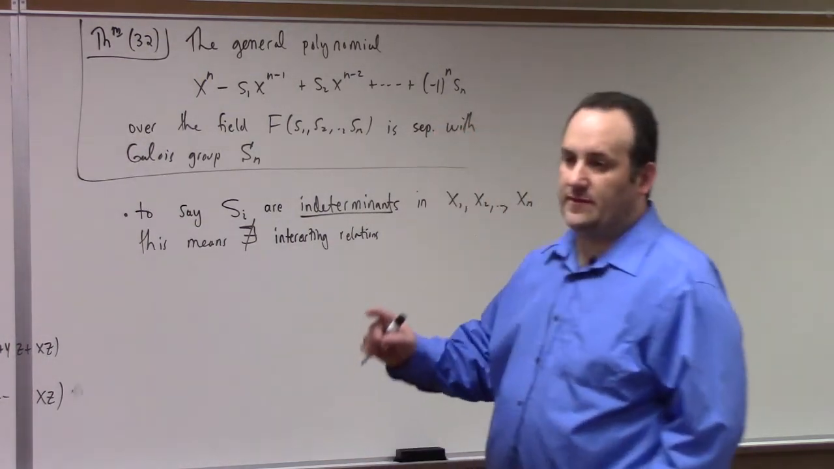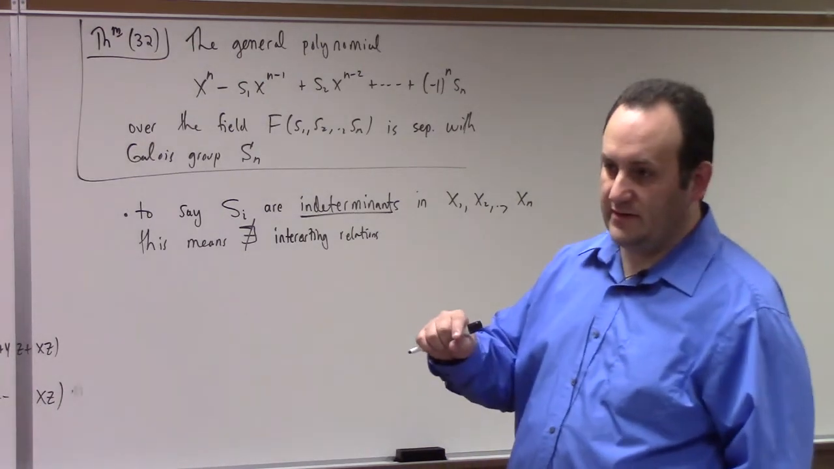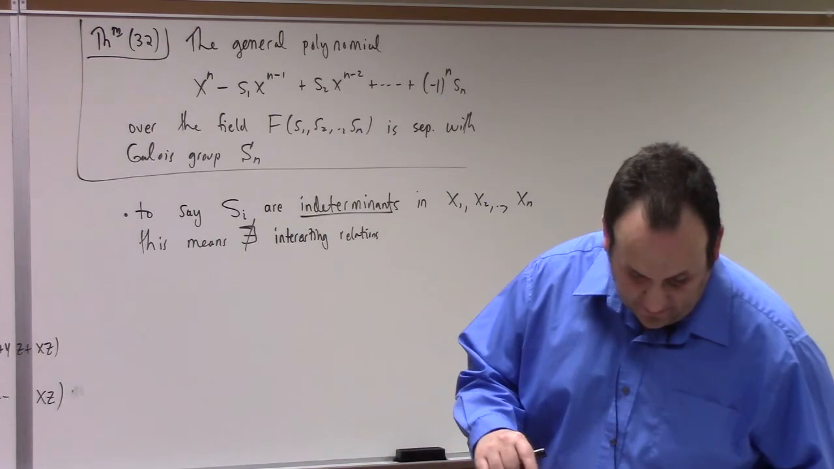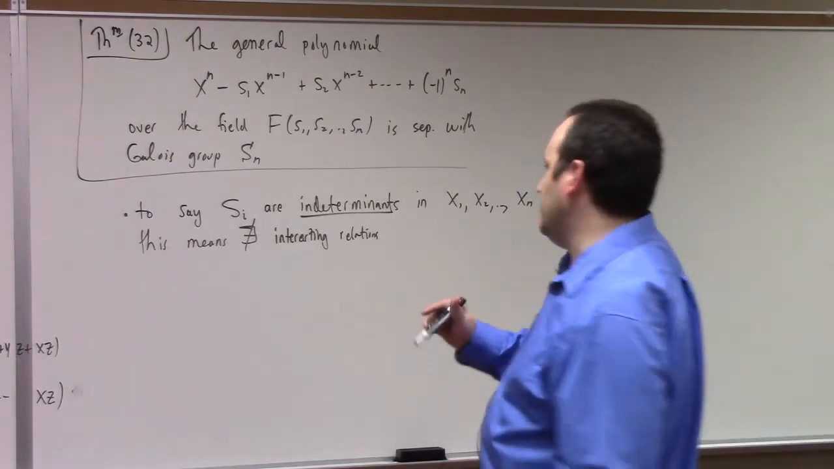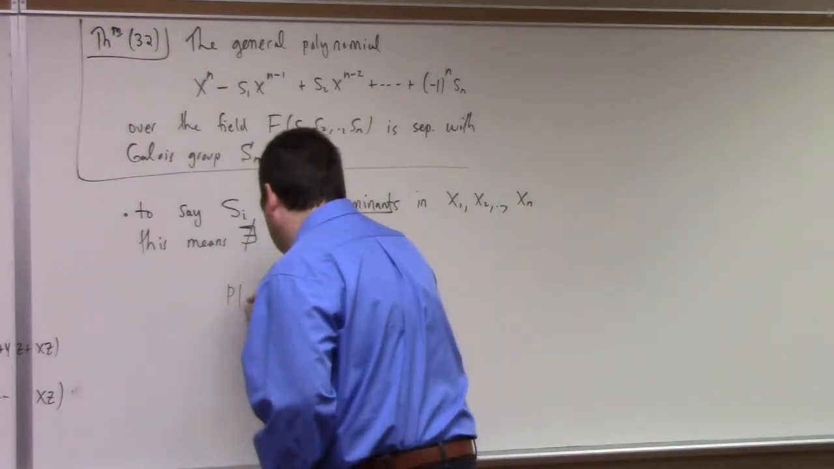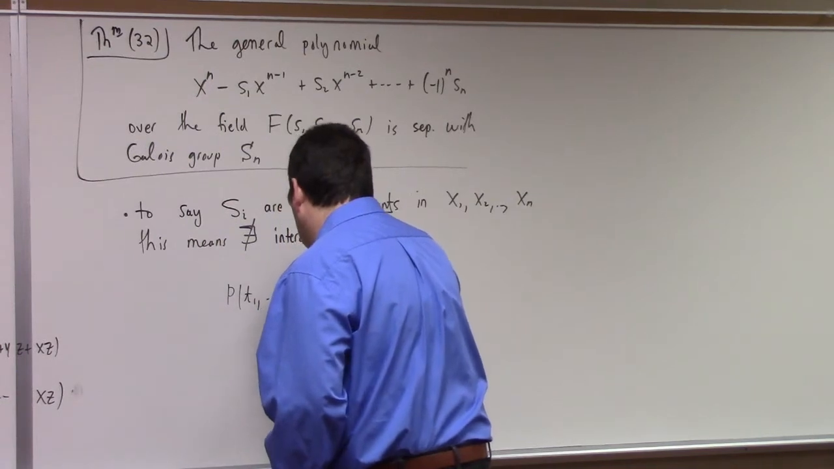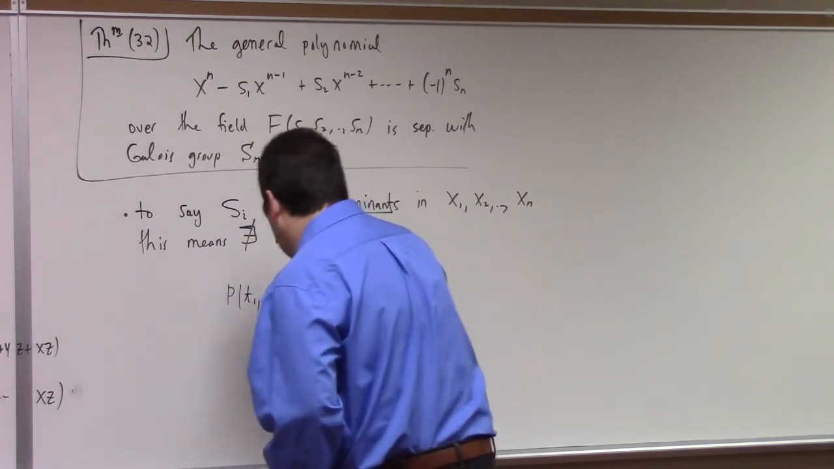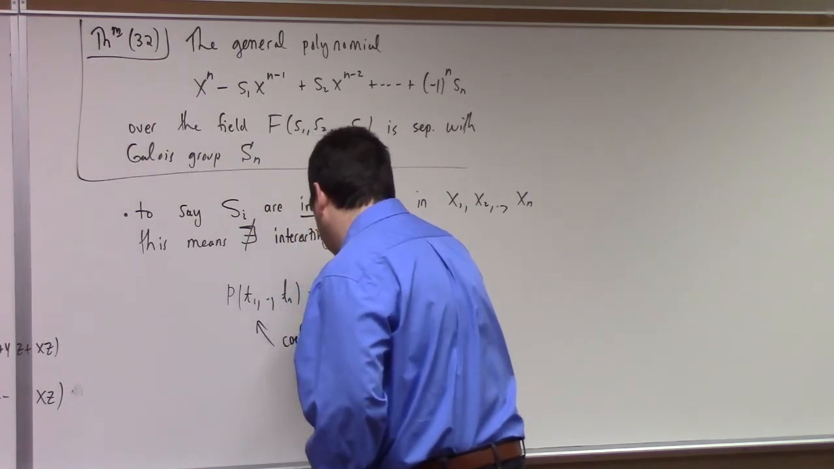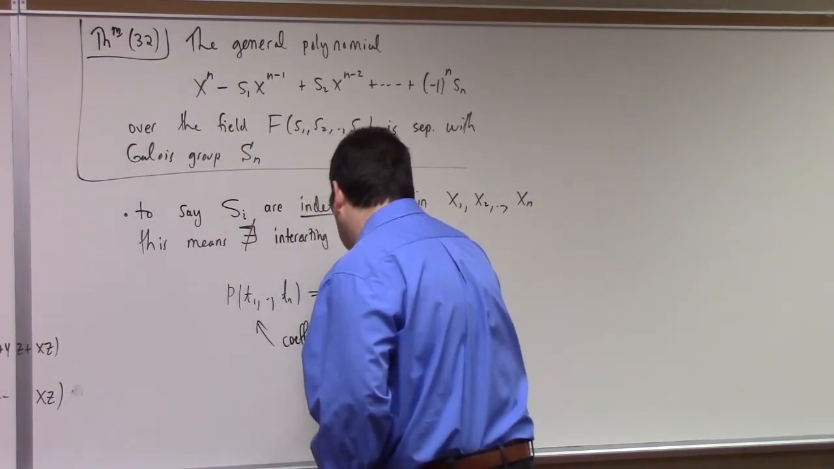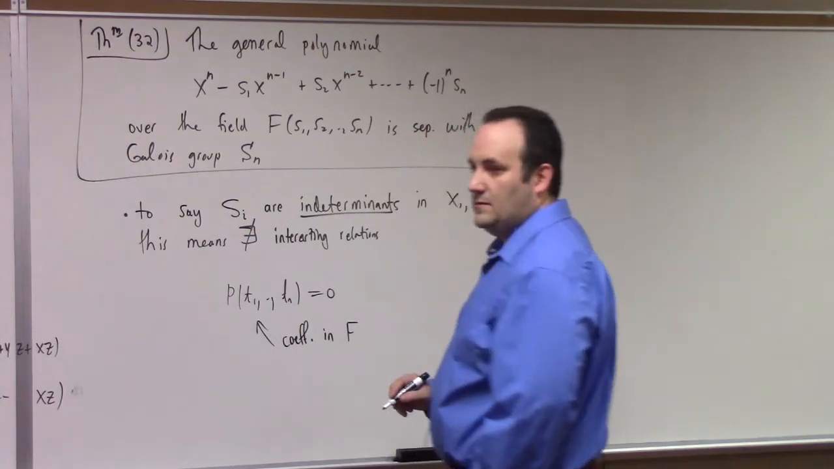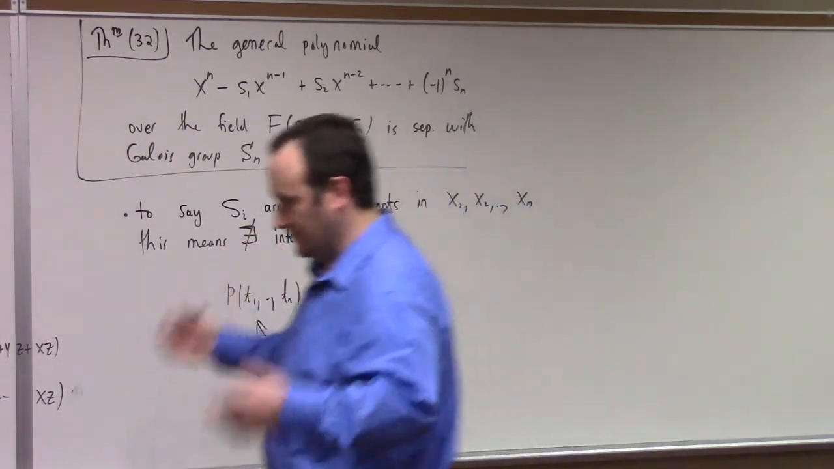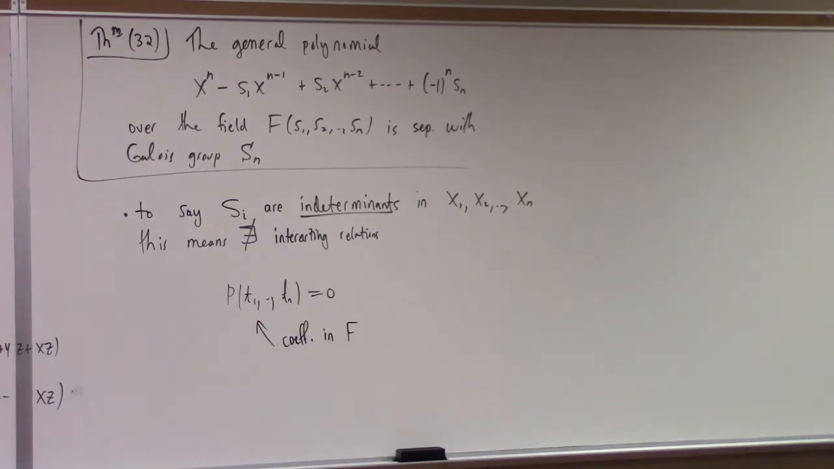Yeah, the polynomial in the t is a polynomial in p of t1 through tn equal to 0, and here this guy has coefficients, not coefficients in F, not in this thing.